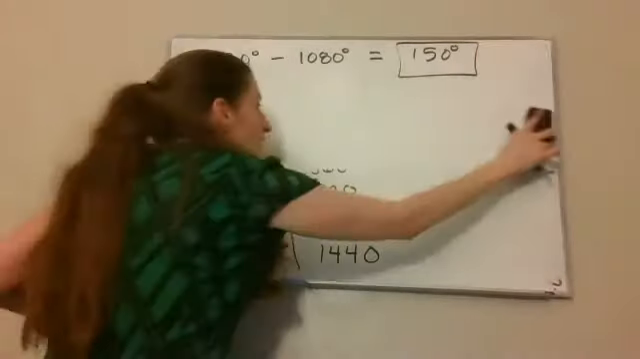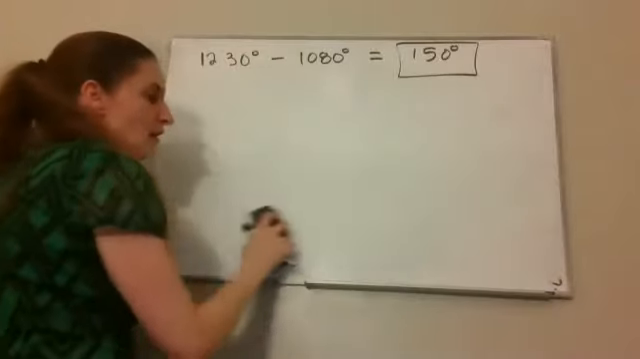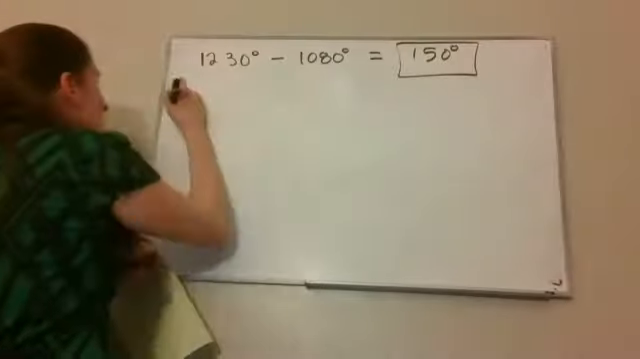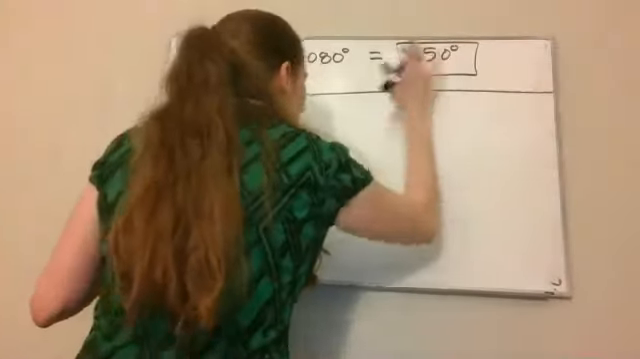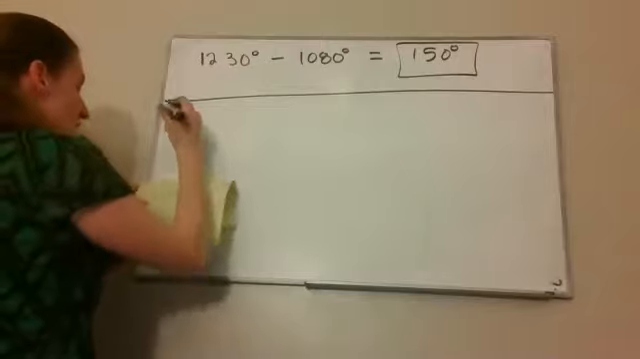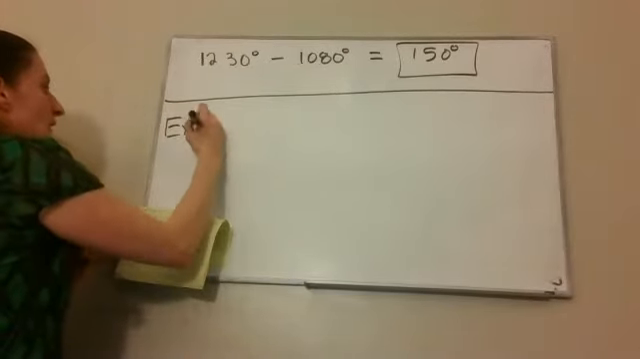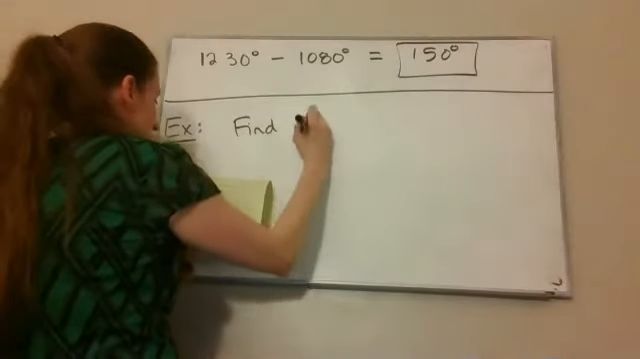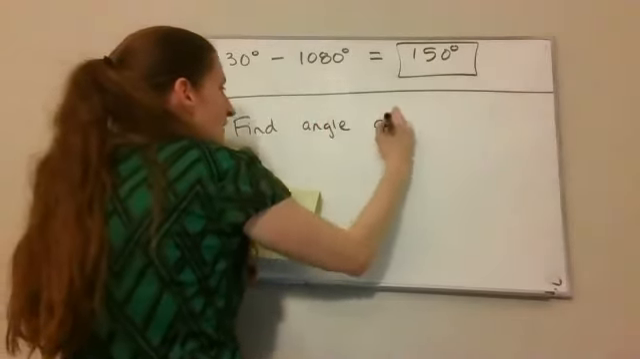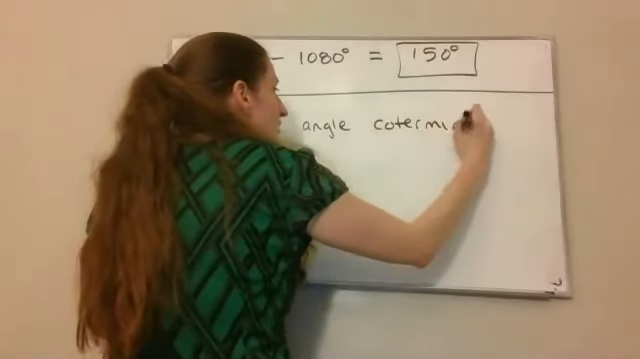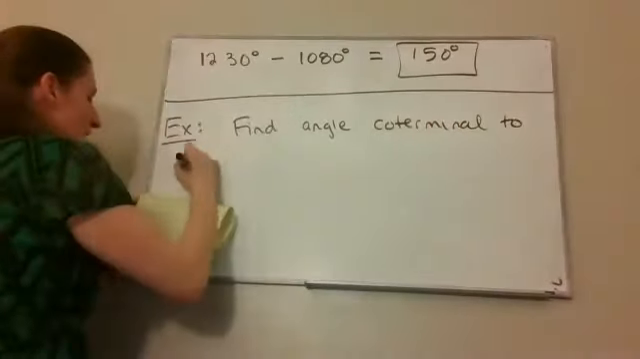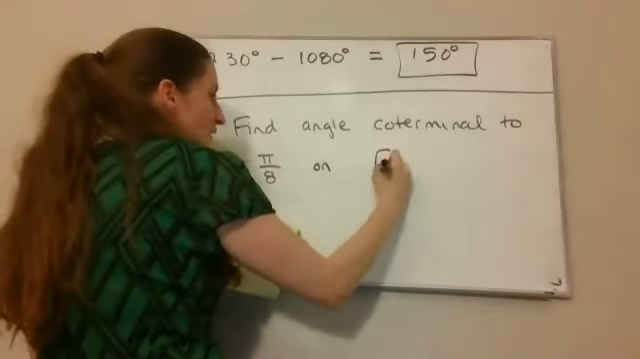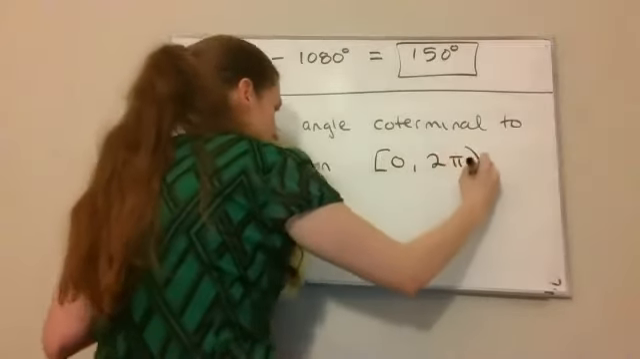So it's just a matter of either adding or subtracting a multiple of 360 degrees until you get to the correct answer in a certain range that you're given. Let's do an example in radians. Find an angle coterminal to theta equals negative pi over 8 on the interval 0 to 2 pi.